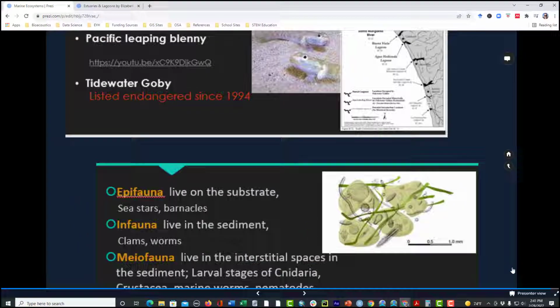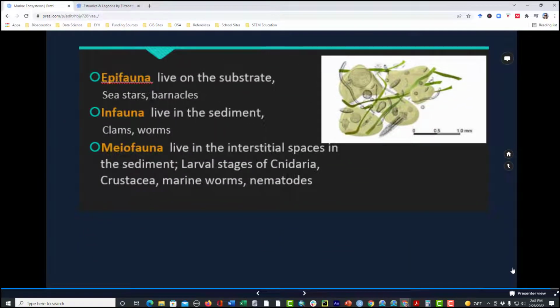And then finally, we can categorize and group organisms based on where they exist within the sediment. So epifauna live on top of the substrate, such as sea stars and barnacles. Infauna live in that sediment, and meiofauna live in the interstitial space in the sediment. A lot of times this will consist of larvae, marine worms, things like that, wherein it doesn't matter so much because they're so small. It doesn't matter much if there are little sediment particles surrounding them.